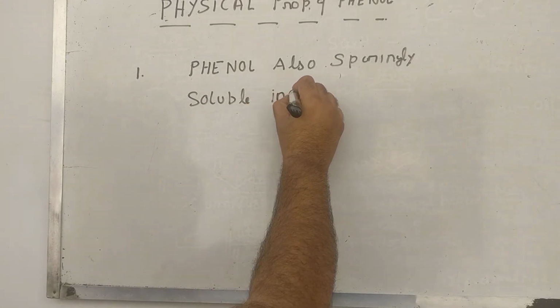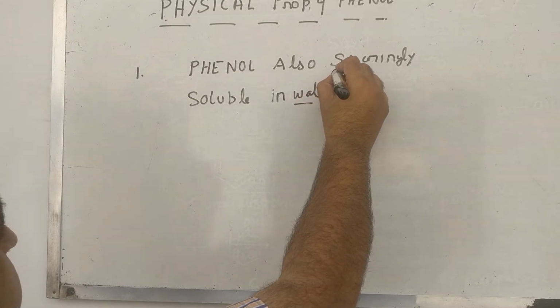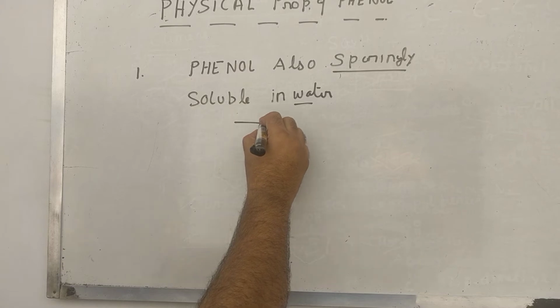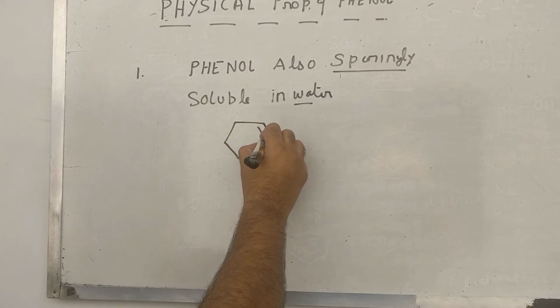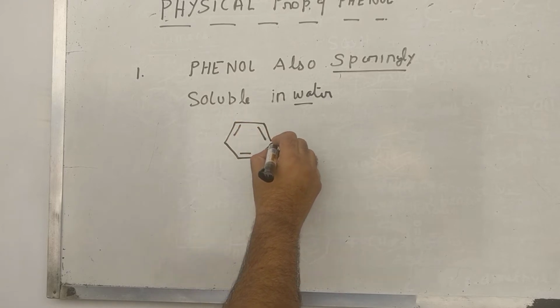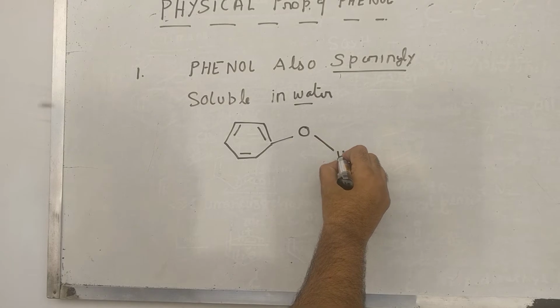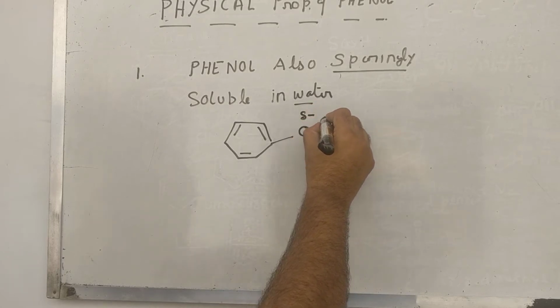It is attracted towards water, but the solubility is less. It is sparingly soluble in water. First of all, why is it attracted towards water? Why does it dissolve in water? The simple reason: phenol will be able to form hydrogen bonding with water.